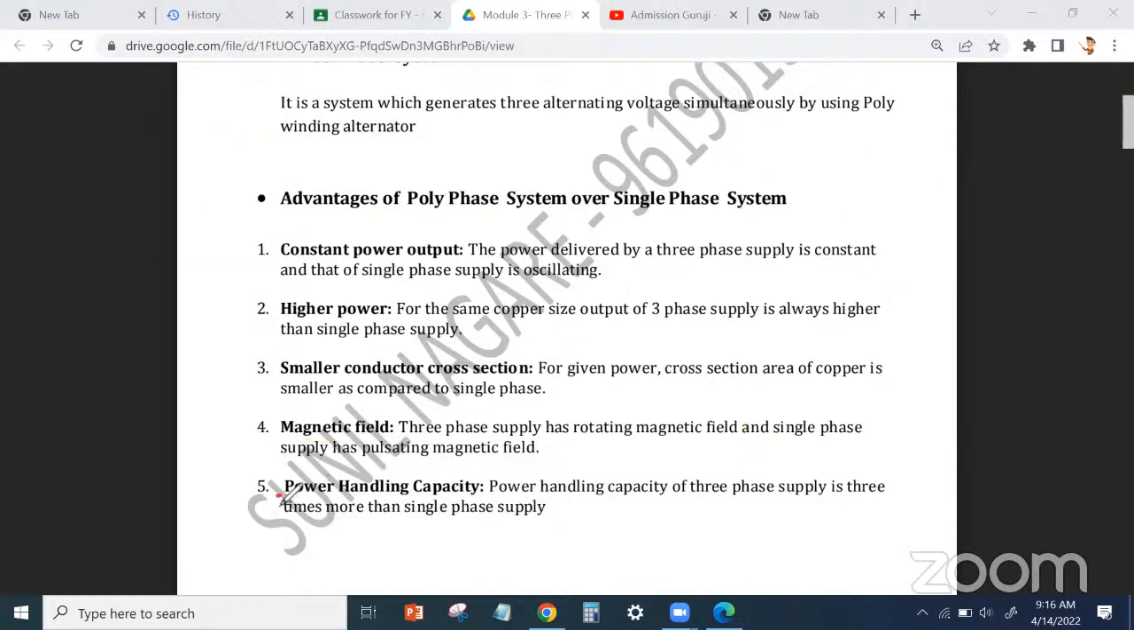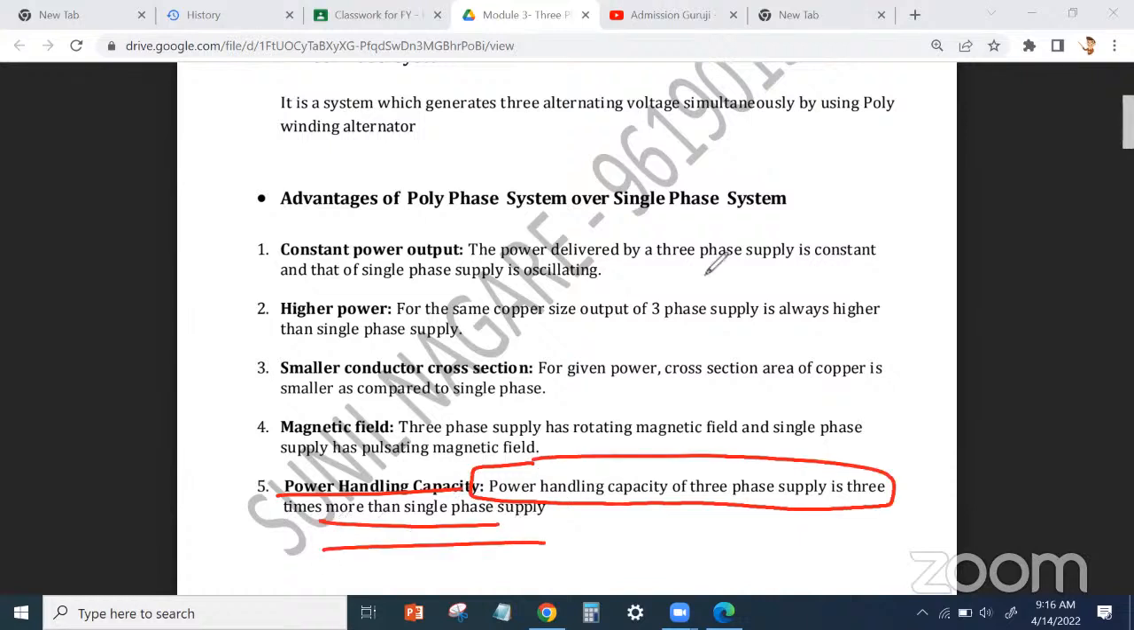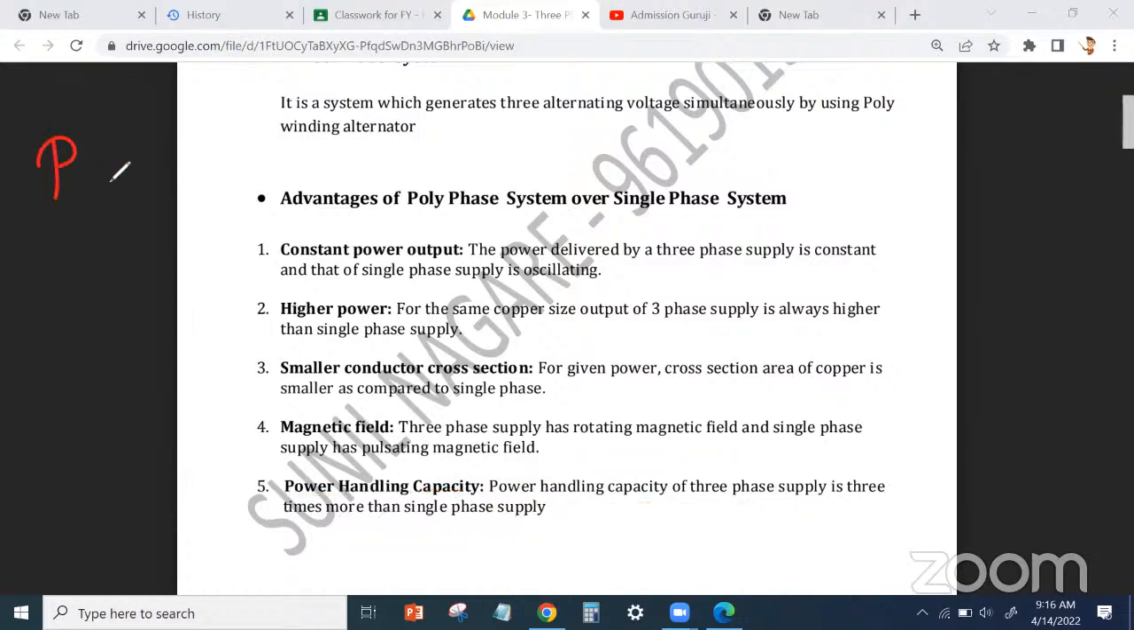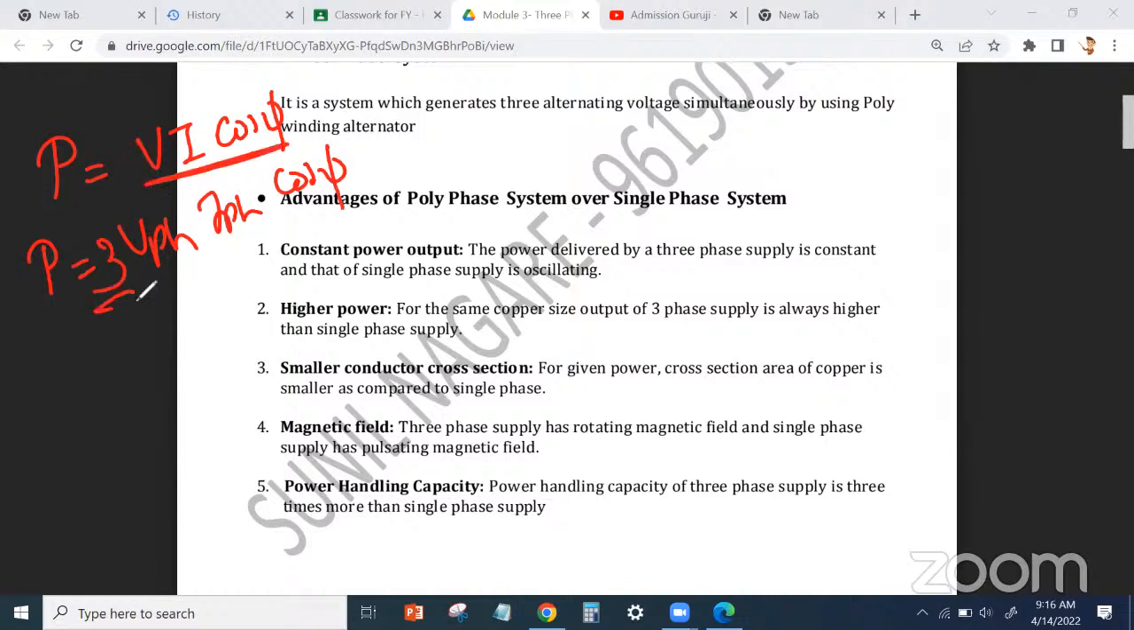Last was the power handling capacity. So power handling capacity of three-phase supply is 3 times more than the single phase. हमने देखा था पावर क्या था सिंगल फेज में, VI cos phi. लेकिन थ्री फेज में पावर क्या है, 3 VPH IPH cos phi. ऐसा था. So this power is only one term, and this power is a 3 term. So the power handling capacity of the three-phase supply is 3 times more. देखो फॉर्मूला दिया ना यहाँ पे 3.